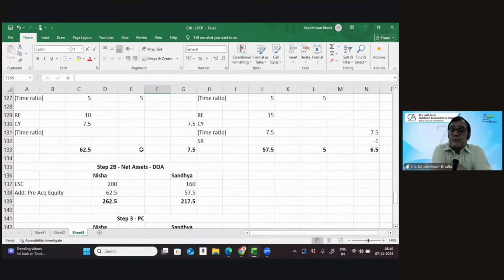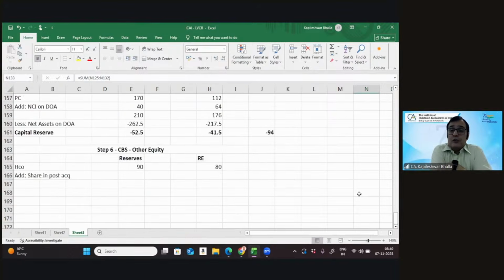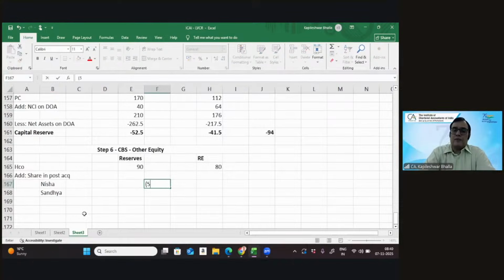So we know the reserves is 5 and it is 7.5 RE. Reserve is 5 and RE is 6.5. So we need to go separately. Let's take this in terms of Nisha, in terms of Sandhya. In terms of Nisha, the reserve was 5 into 80%. Very carefully, RE is 7.5 into 80%.